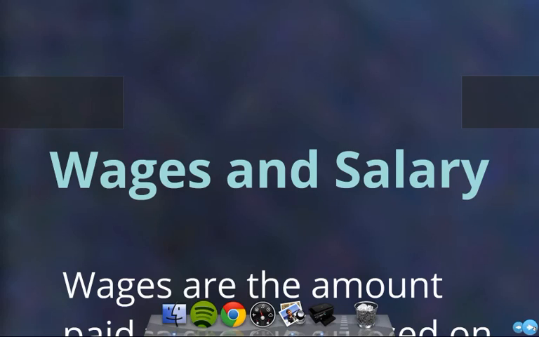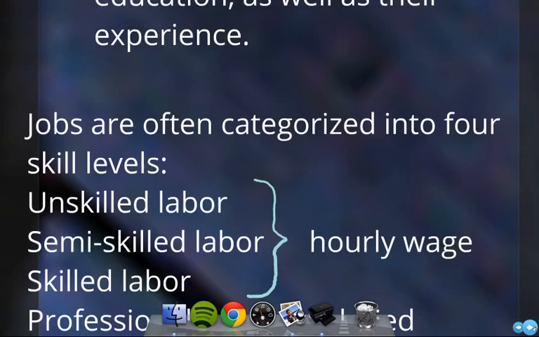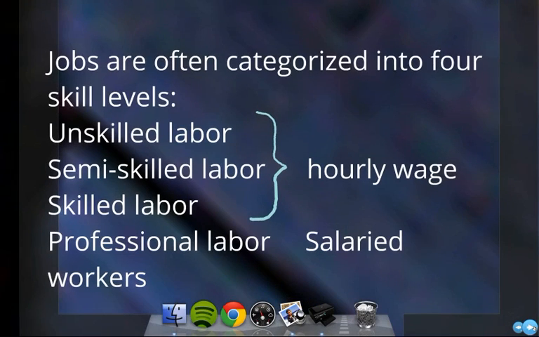You need to decide whether you want to work for a wage or a salary. Now, a wage is an amount of money that is paid to a laborer based on their skill level, their education, and sometimes their experience. There are different kinds of positions that get different types of wages, and jobs sometimes are categorized into skill levels. Those skill levels determine what kind of wage or salary you get.